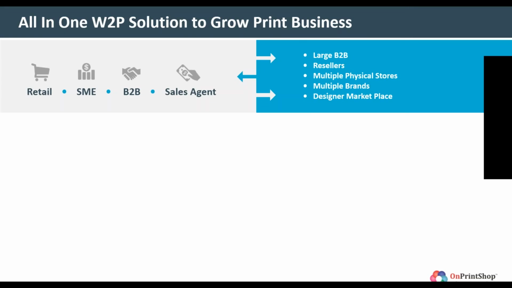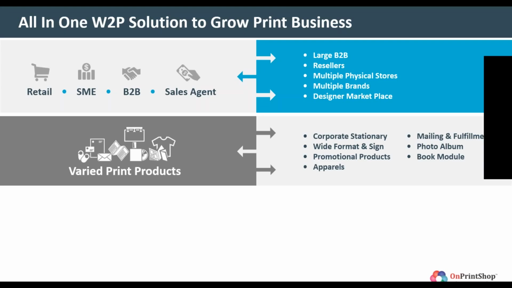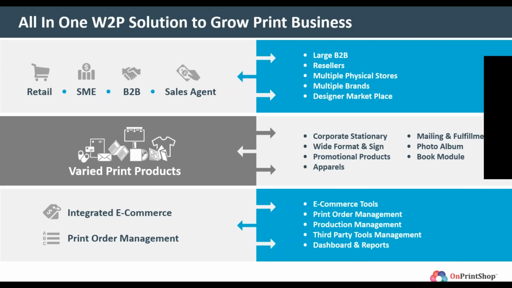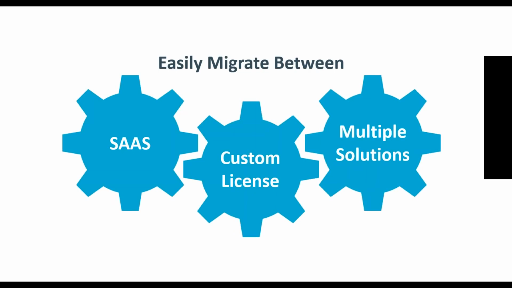So all our customers are getting an all-in-one W2P solution to grow their print business, and they are able to serve various sales channels, and they are also able to expand into various print products via the same platform. And that's what our objective is, to help our customers by expanding their print business. And in the back end, they are getting all integrated e-commerce and print order management. And that is what our customers are appreciating. So along with commercial print, they are starting wide format products with the same module. And the solution is available as a cost-effective SaaS, starting at $275 a month. So any printer can invest in it easily.